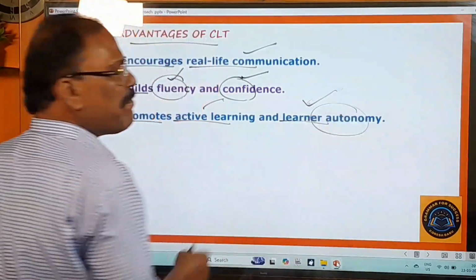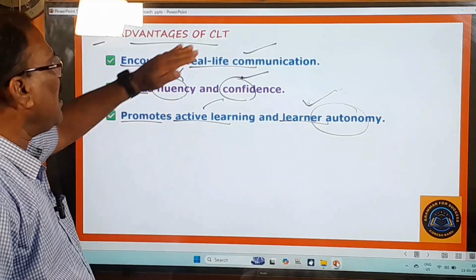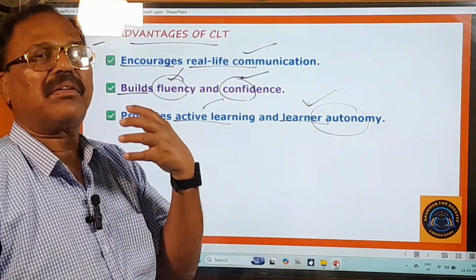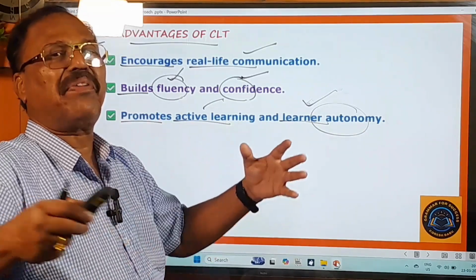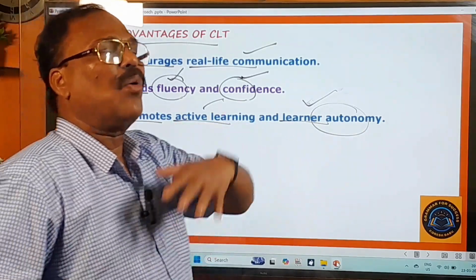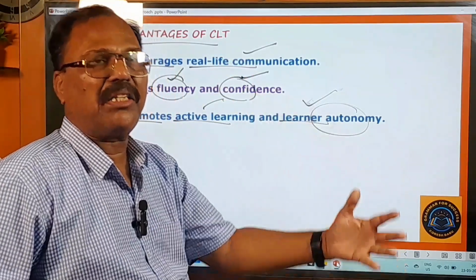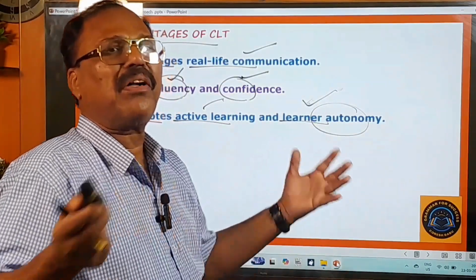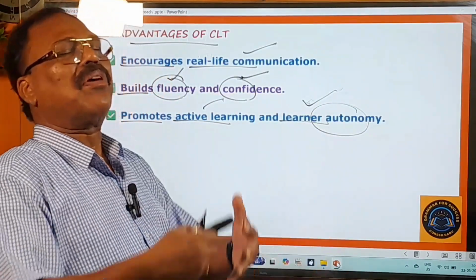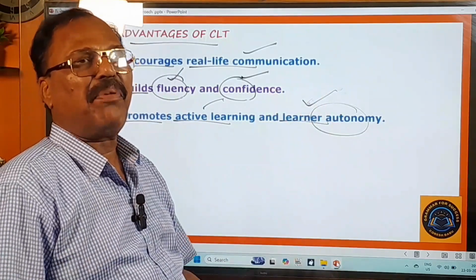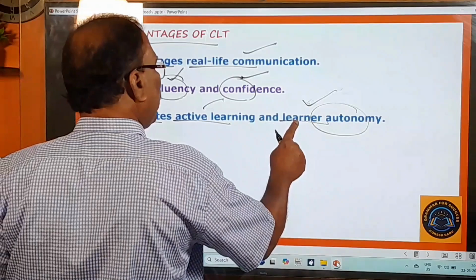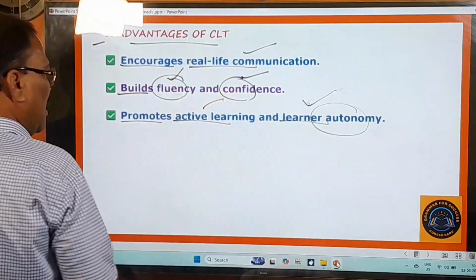learner autonomy. And in this CLT approach, what happens? All the students will enjoy learner autonomy. Autonomy means learner freedom. So they can learn whatever they want to learn. They have complete freedom, complete autonomy. So like that, the learners will enjoy this CLT approach.